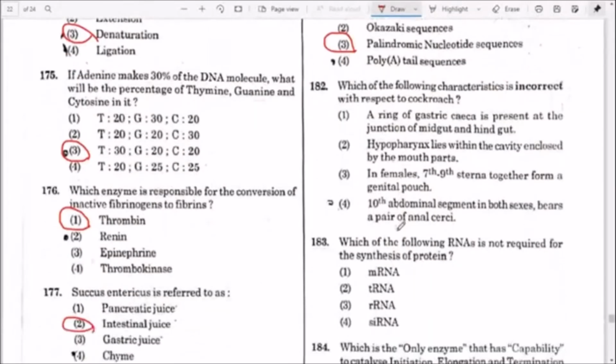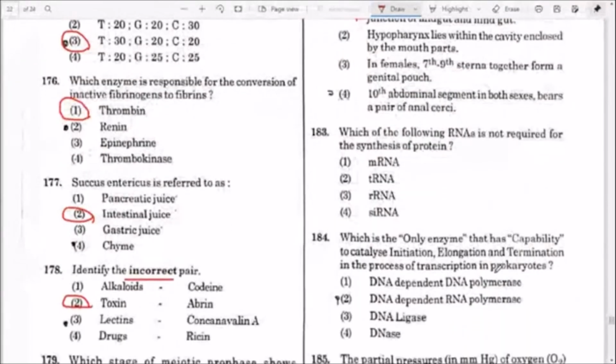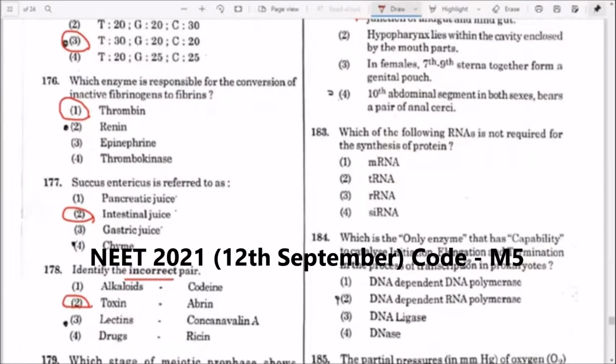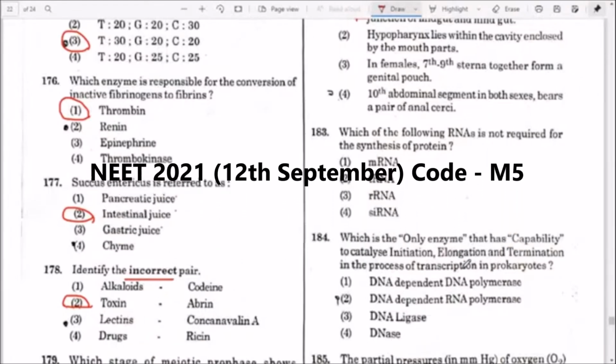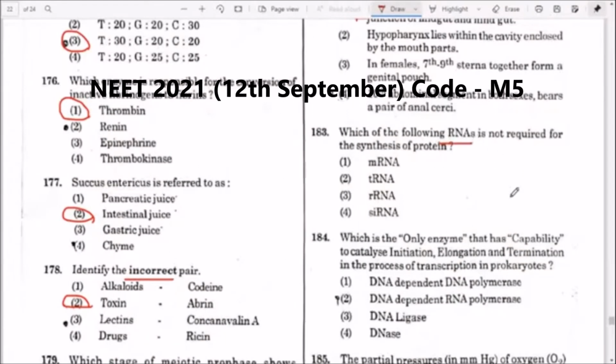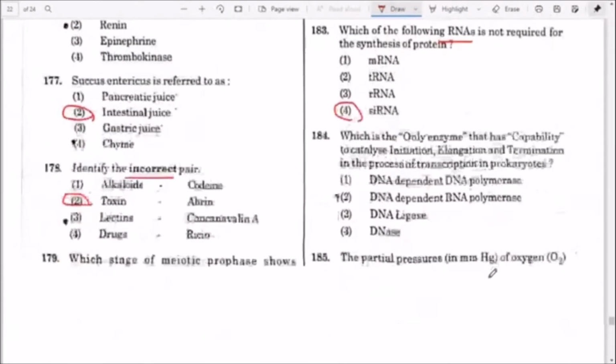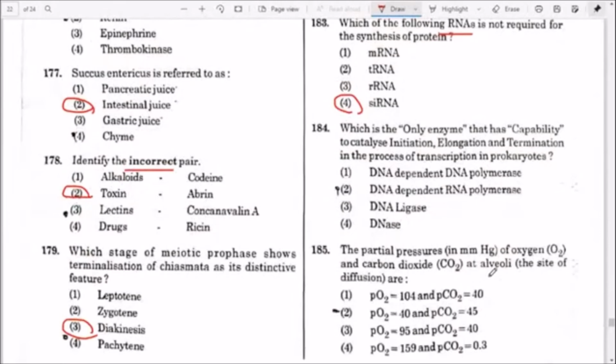Next, question number 182. Which of the following characteristics is incorrect with respect to cockroach? Incorrect, they are asking. It is a ring of gastric ceca is present at the junction of midgut and hindgut. No, it is incorrect. Question number 183. Which of the following RNA is not required for the synthesis of protein? It is siRNA. That RNA is not required.